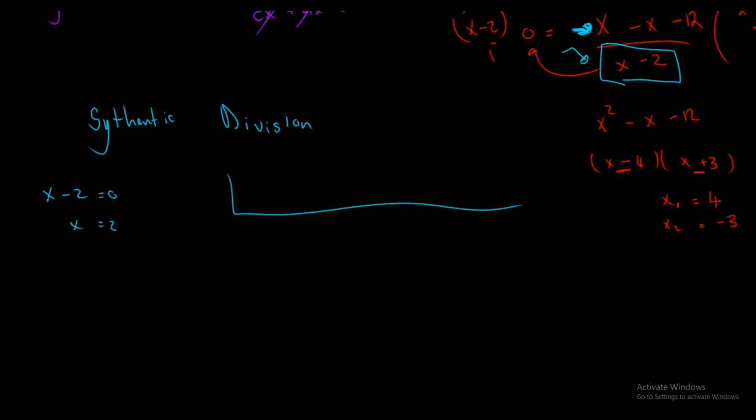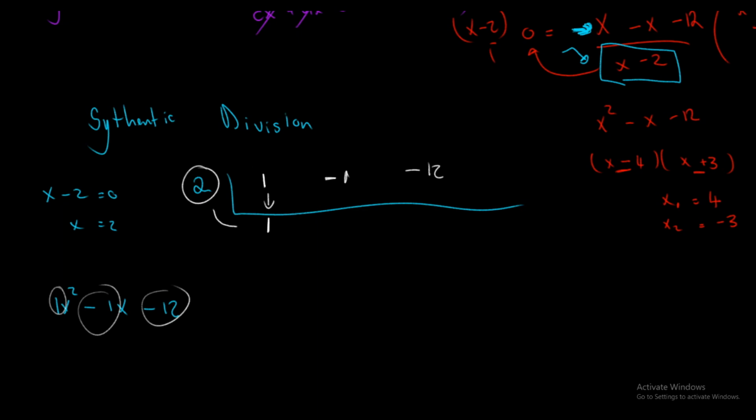Then you're going to create this box. 2. So let's see, I'm going to write this out as it's written over there. Minus 1x minus 12. Now, all you simply do is take these values in front of x and place them in this box. So 1, minus 1, minus 12. First, you bring this one down. You do nothing to this one. Next, we're going to take 2 multiplied by 1, and we're going to write our answer over here.